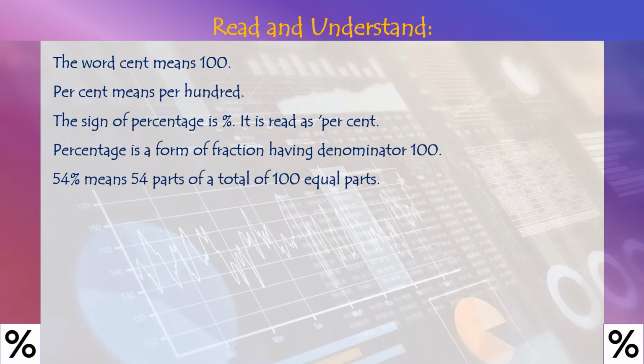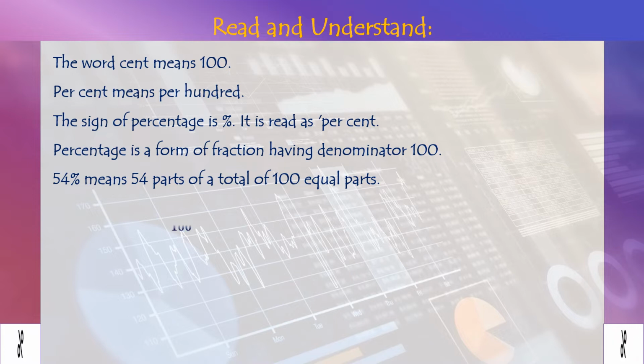54% means 54 parts of a total of 100 equal parts. So if I have 100 parts, okay, total parts there are 100. Out of that, if I have used 54 parts, that means 54% means that 54 parts of the total 100 equal parts. ठीक है, एक चीज को अगर हम लोग ना 100 इक्वल पार्ट्स में डिवाइड करें, अगर उसमें से हम लोग 54 ले रहे हैं, तो दैट 54 is 54%.